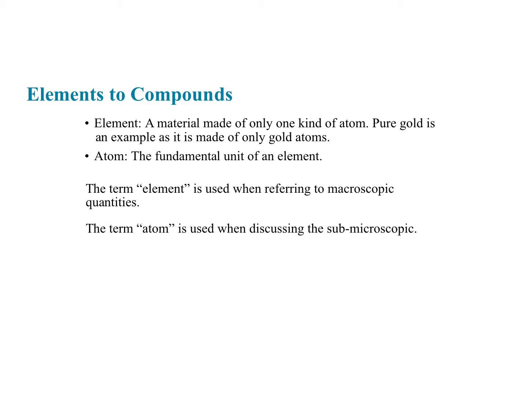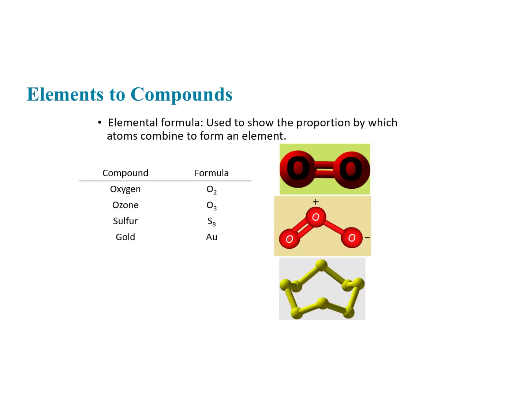Now, when we're talking about the word element here, that's what we're generally using when we refer to macroscopic quantities. So I've got a bar of gold, we say it's an element. But if I look at the submicroscopic, then I'm looking at individual atoms that make up the gold. That's when we use one term versus the other. Now, one of the things that we can do is write down a formula that will show us the proportion by which atoms combine to form an element or a compound. In this case, we're going to look at different configurations of atoms that form a single element.